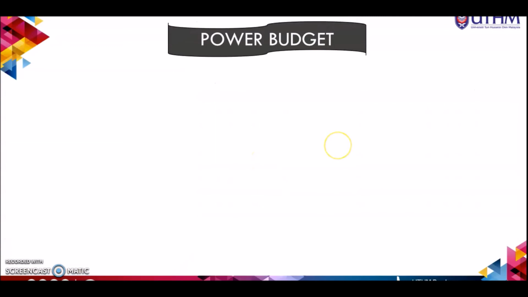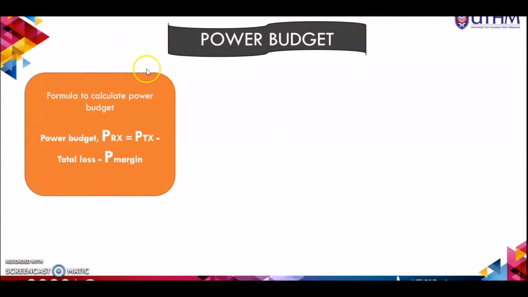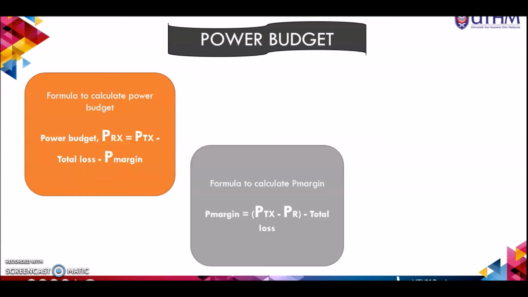The next is about the power budget. The formula to calculate the power budget is PTX minus total loss minus P margin. PTX is the power transmitter. Total loss is the total value from the fiber optical cable, and P margin is calculated from this formula, PTX minus PR minus total loss.